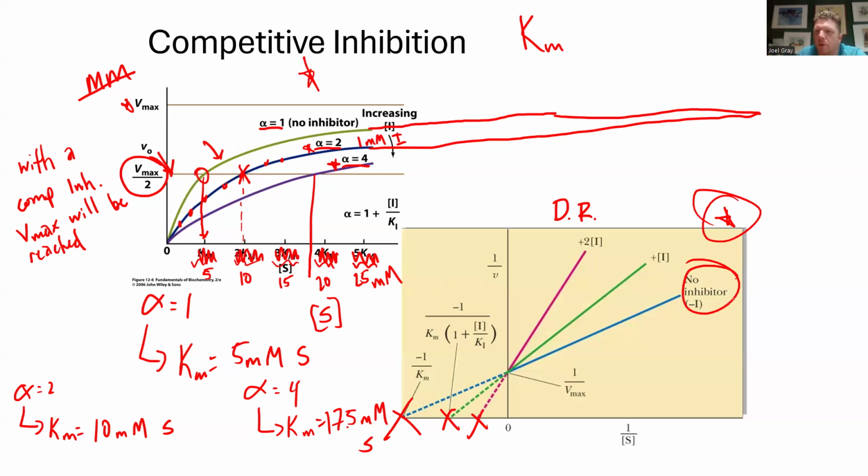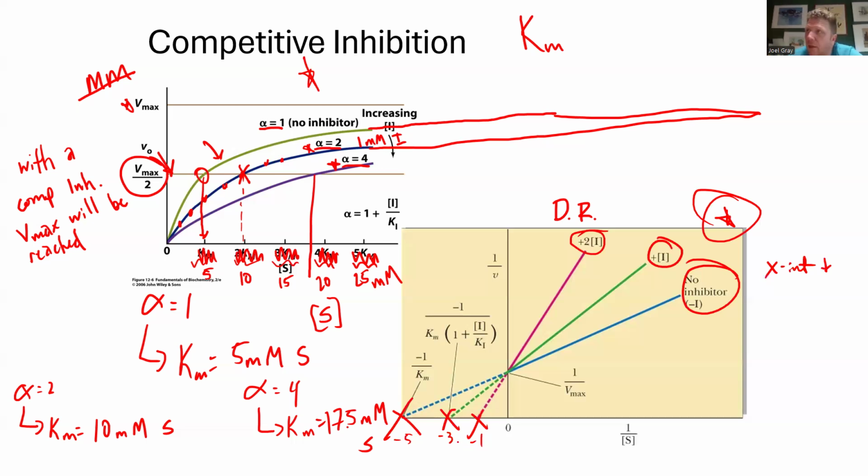Blue line is no inhibitor present. Green line is plus some inhibitor. Magenta line is plus 2 times the inhibitor from the previous trial. As I've increased my inhibitor concentration, my x-intercept goes down. It goes from -5, -3, -1.